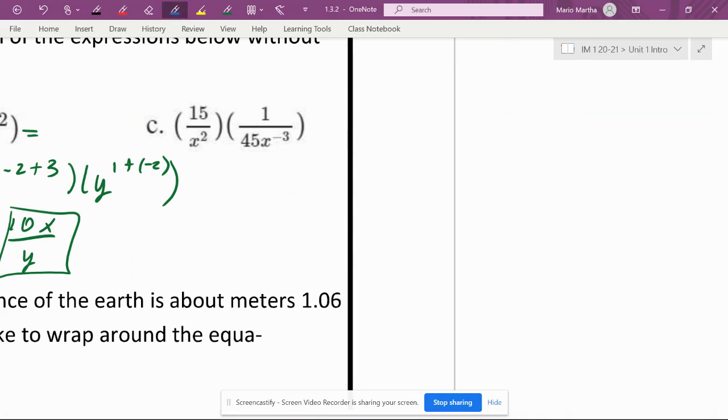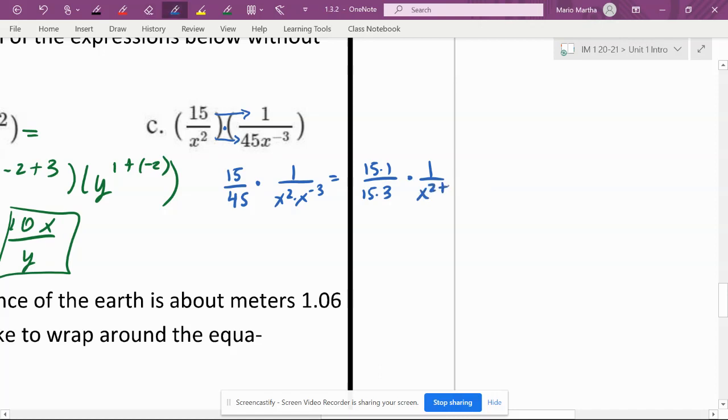And then the last thing you want to look at right here. Again, combine; let's put the numbers together. There's a multiplication here, and when you multiply fractions, remember you just go straight across. We can regroup these, since the order in which you multiply things doesn't matter. You're going to get 15 over 45 times 1 over x to the second times x to the negative 3. Again, simplify 15 over 45: that's 15 times 1 over 15 times 3, and then times 1 over x to the 2 plus negative 3.